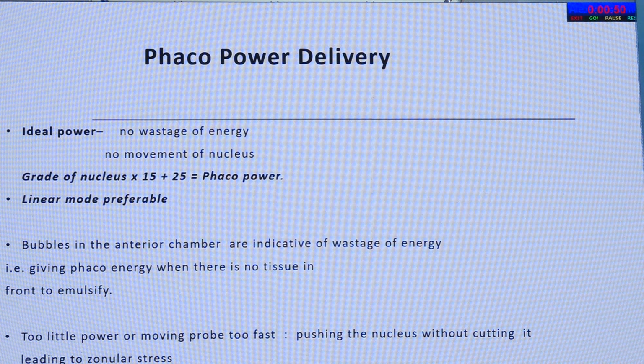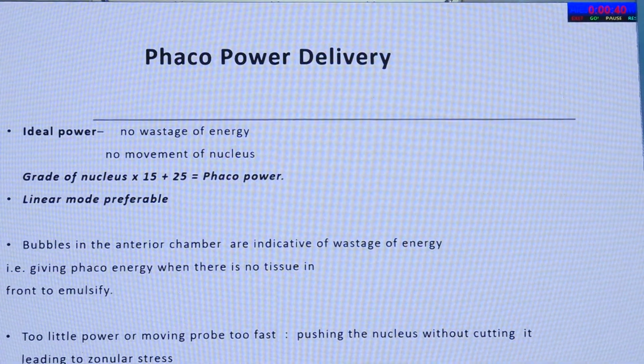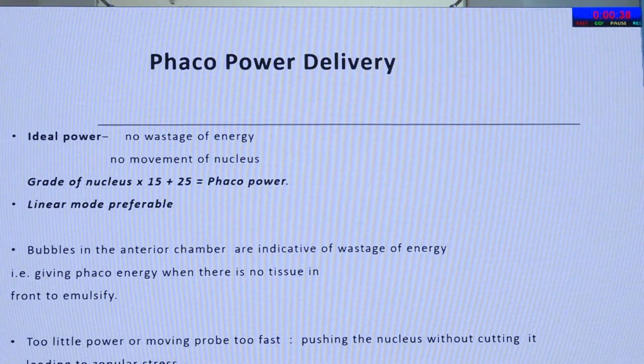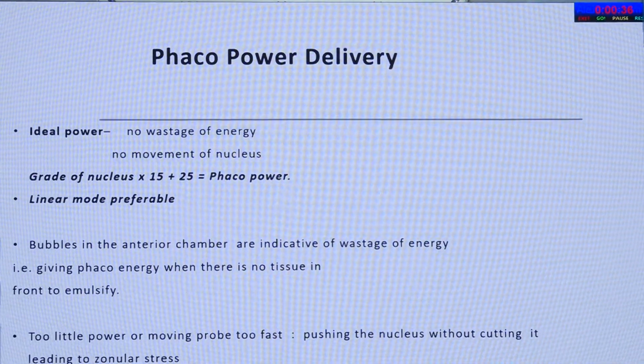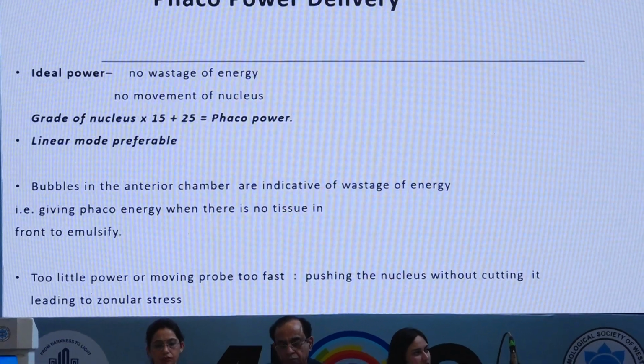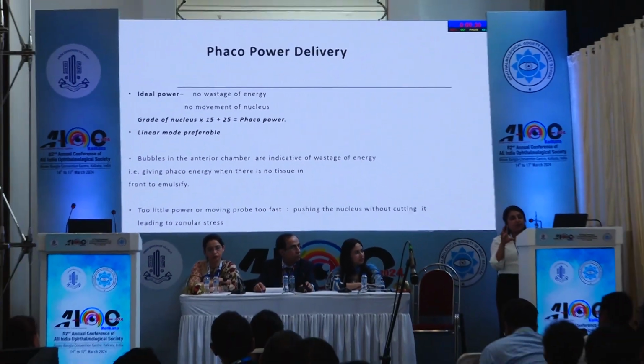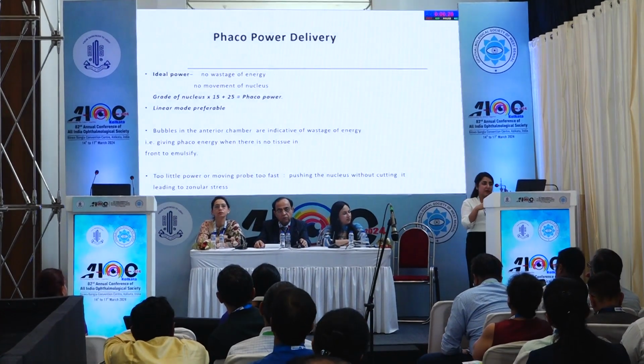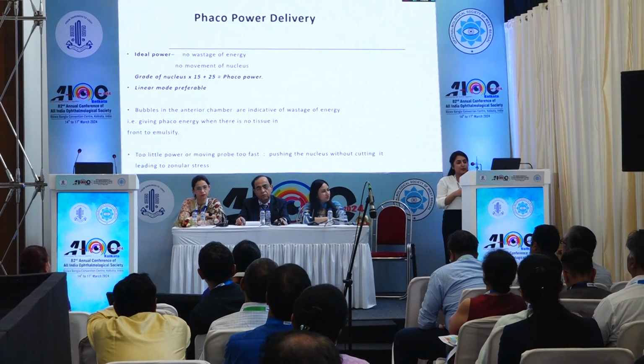Now, how will you know whether you're wasting too much energy? If there are bubbles coming in the anterior chamber, it means that you are giving too much energy and there's really nothing to emulsify. At the same time, if you're giving too little power, suppose there is a grade 4 and you're giving very low power, you'll keep pushing the nucleus, and that will cause zonular stress. So that is why there's an ideal formula. You can select it as per your needs, but that is the formula, grade of the nucleus into 15 plus 25.